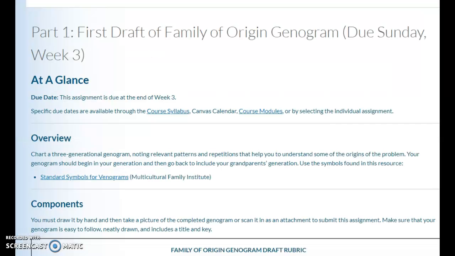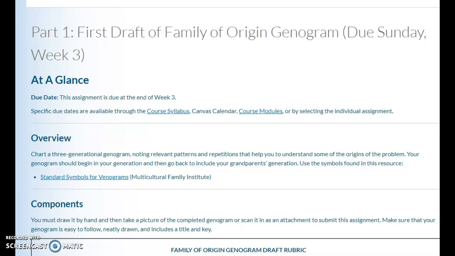Lastly, the first draft of your family of origin genogram is due this week on Sunday. For this, you'll find all of the week 3 content very useful, especially the symbols guide and the video on genograms. The main thing that I am looking for with the genogram is accurate use of symbols and the fact that it'll be 3 generations. If for some reason you are unable to include 3 generations, please reach out to me ahead of time so we can discuss and just kind of look at what other options might be for you.